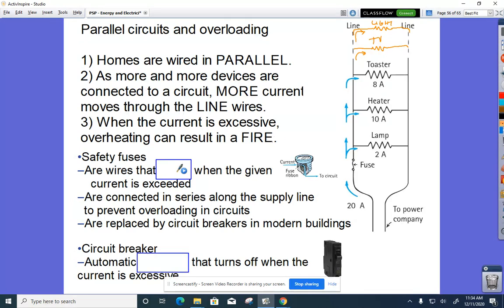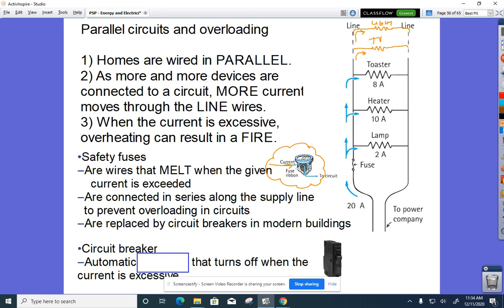Safety fuses are there to sort of shut things down in the event that you overload that circuit. So these are wires that will melt when the given current is exceeded, and they are connected in series along with the supply lines to prevent overloading. So the current actually flows right through this device, and this is a picture of what a fuse would look like for home wiring. These have been replaced by circuit breakers in modern buildings, and that's primarily because of ease of use and also the cost associated with replacing these things.